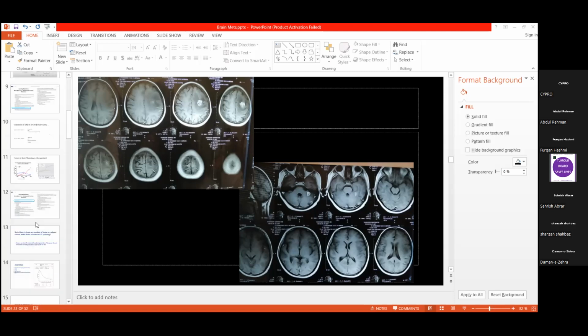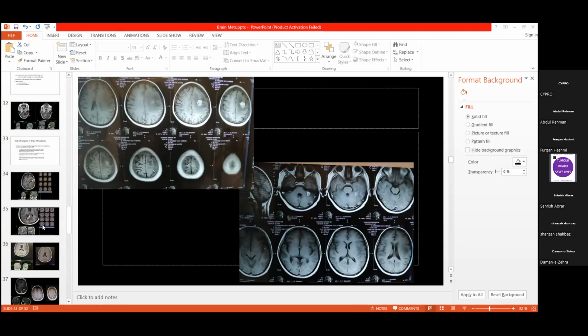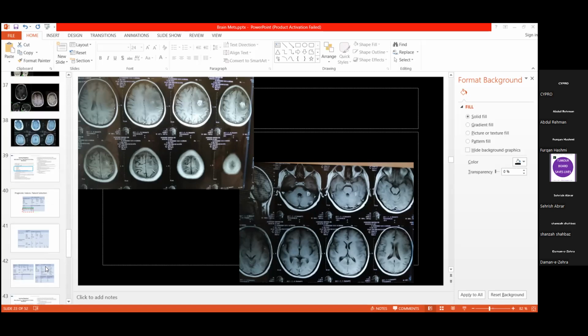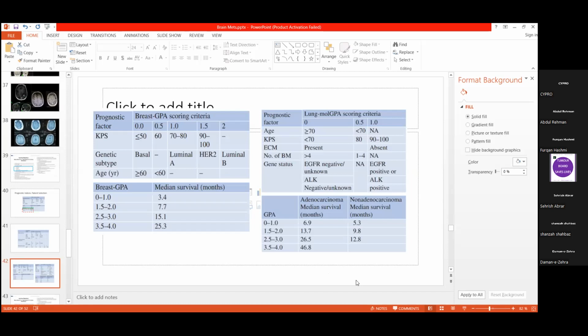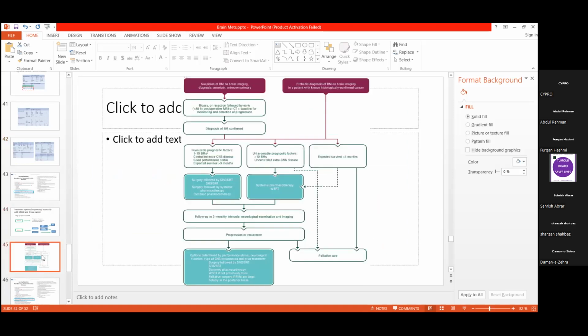Okay. So can you see now this one? This one or this one? Okay, so basically I took this one from the ISMO guidelines. You can easily find it on the website.